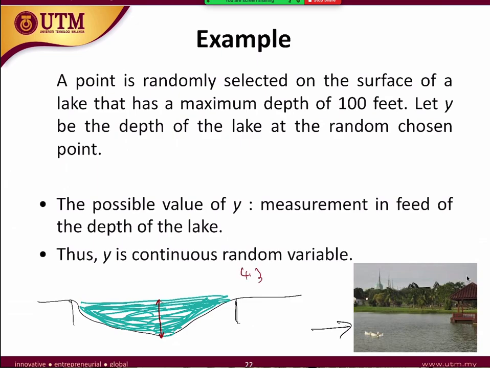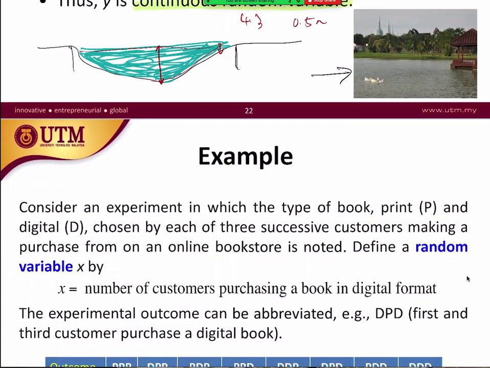I don't know what we use to calculate depth. And then this is the lowest part of the lake. So this one may be only 0.5 meter. So we will get this range because we are measuring the depth of the lake itself. So this is a continuous random variable. Make sure by now you are able to differentiate between discrete and continuous random variables because this is very important for getting through the rest of the course itself.